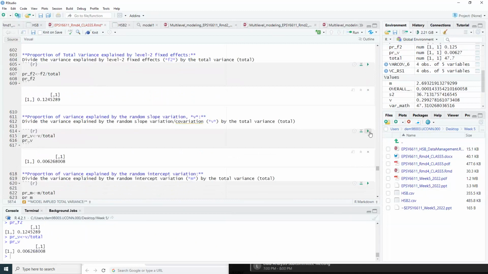In this case, 0.0063 basically is the proportion of variance explained. So that would mean that my randomly varying SES slope is explaining about 0.6% of the total variation in math achievement. So then the question is, is that big or is that small? I don't know. It's small. I've seen smaller, but it's not big, it's pretty small.